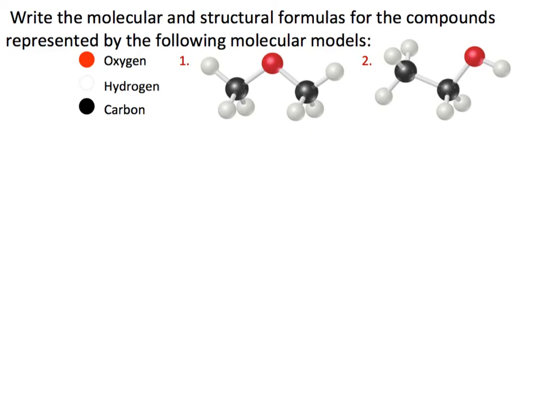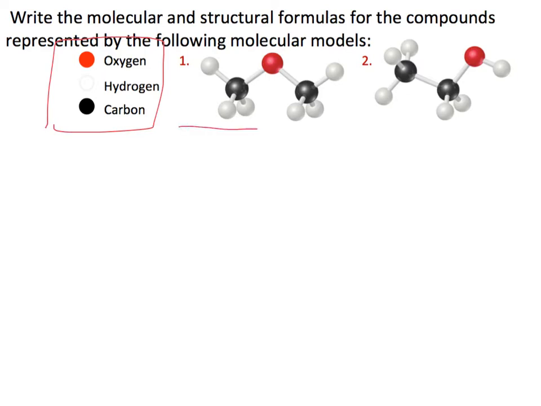So this is practice problem 2.14. Write the molecular and structural formulas for the compounds represented by the following molecular models. Okay, so first we're given basically a little diagram that shows us what each of the colored spheres mean. A red sphere is oxygen, a white sphere is hydrogen, and a black sphere is carbon.